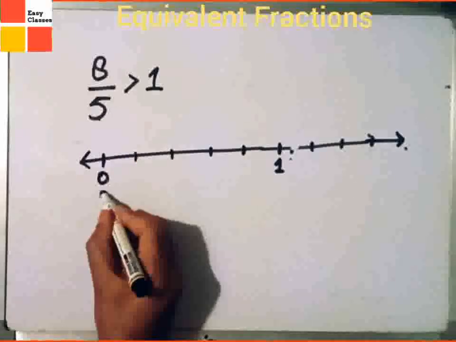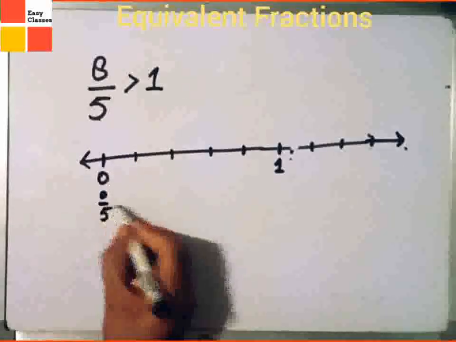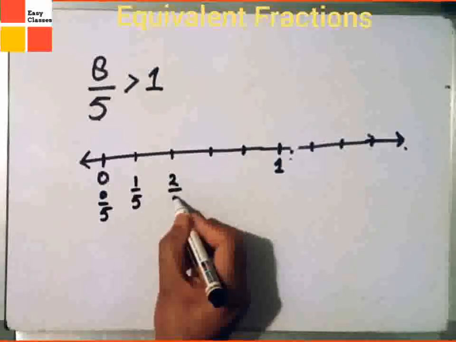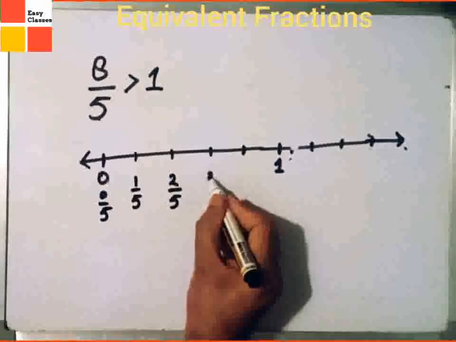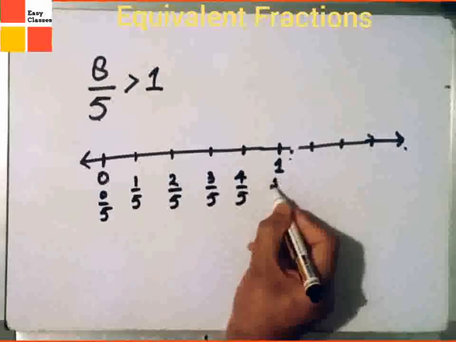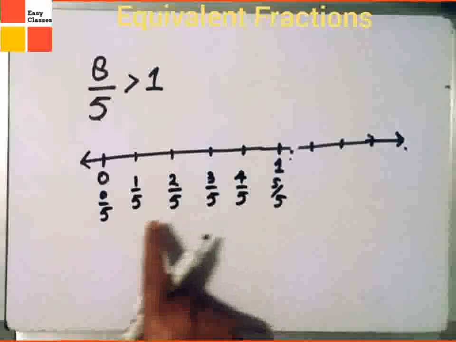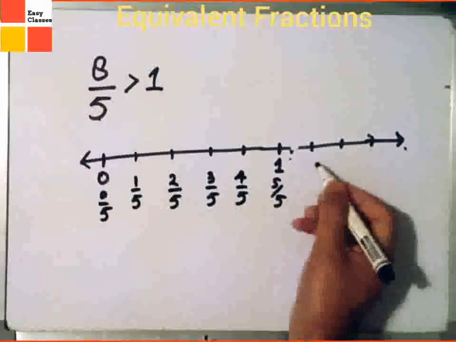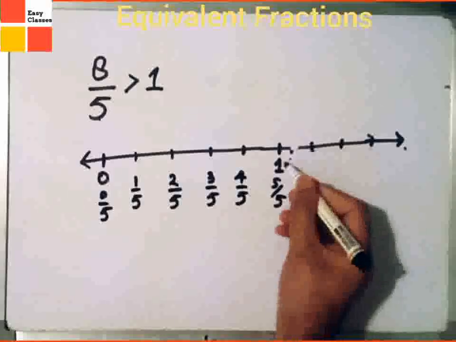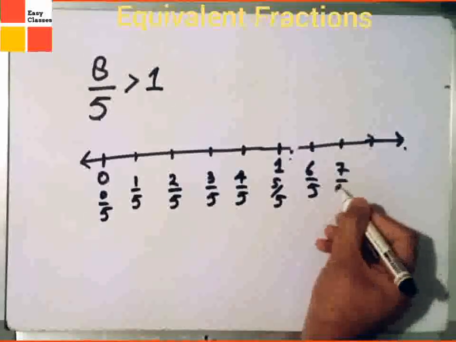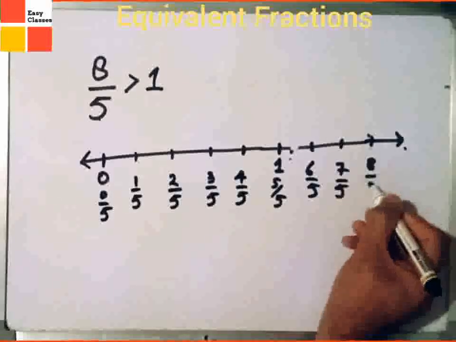This will be 0 by 5, right? This will be 1 divided by 5. This will be 2 divided by 5. This will be 3 divided by 5. This will be 4 divided by 5, and this will be 5 divided by 5. But among these fractions, this part up to 1 is where it cannot be located. But this part beyond 1, this will be 6 divided by 5. This will be 7 divided by 5, and here it will be 8 divided by 5.